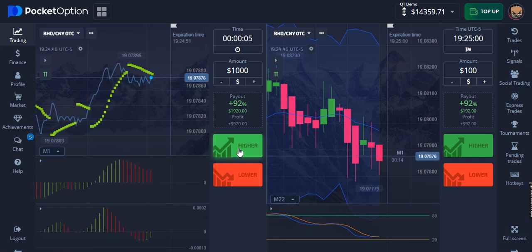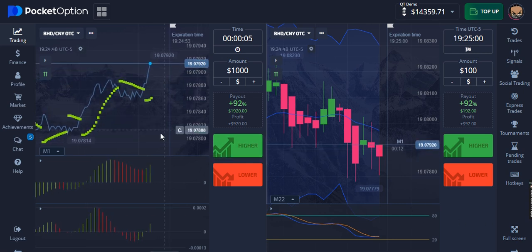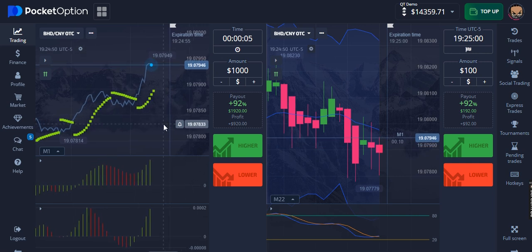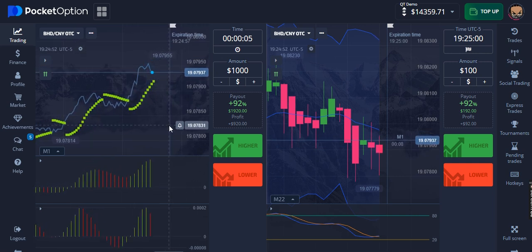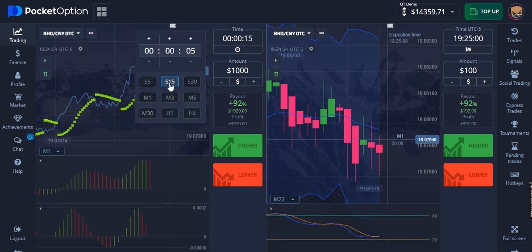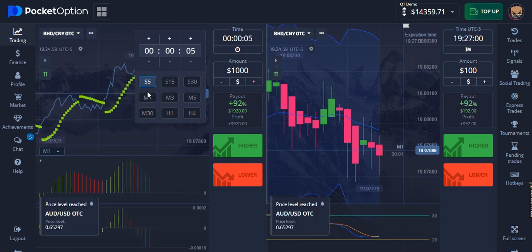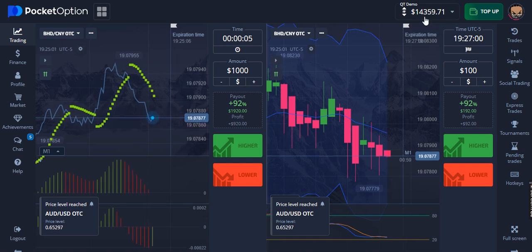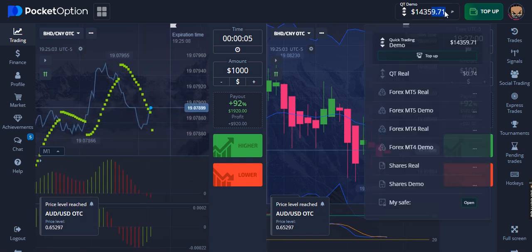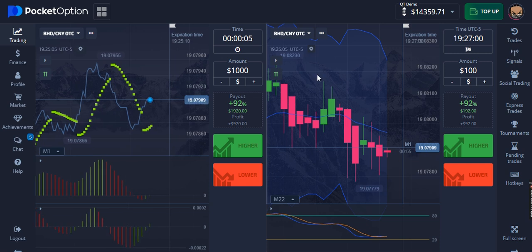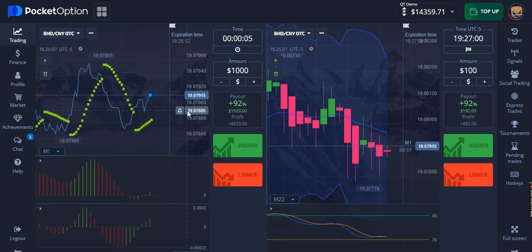Yeah, we're gonna call it for this video. But as you guys can see, the strategy really works, and if you practice at it, you can change your time frame to 15 seconds. You can change it to 30 seconds. We broke even there, but we are at 14.3. The goal is to get this to about 50,000 before we make this a live account.